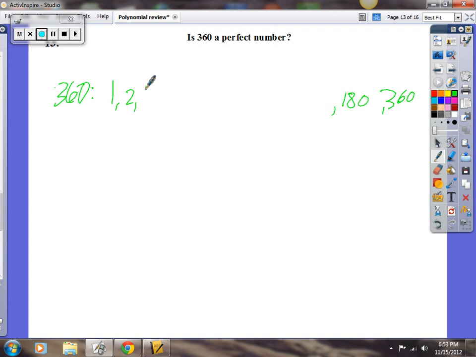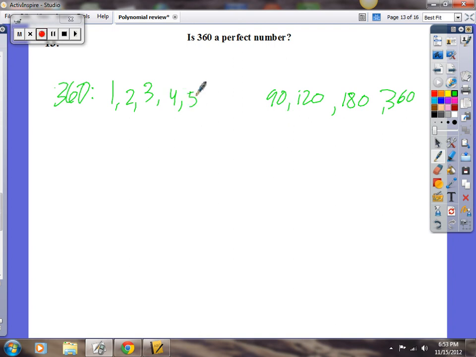I know I can divide it by 3, and that's going to be 120. You can divide it by 4. 360 divided by 4, you're at 90. You can divide it by 5. 360 has a ton of factors.